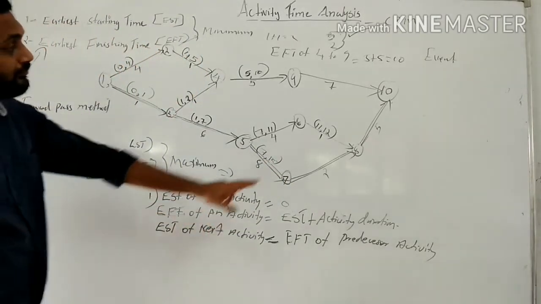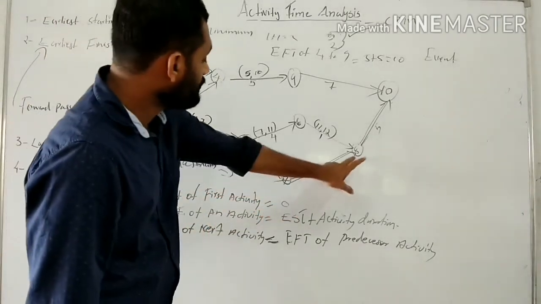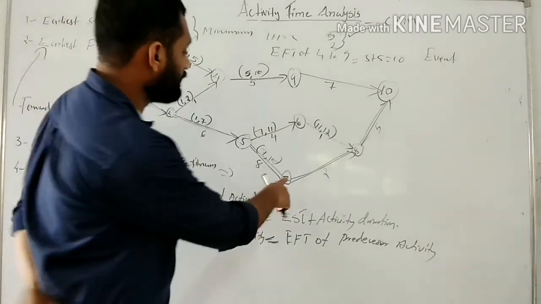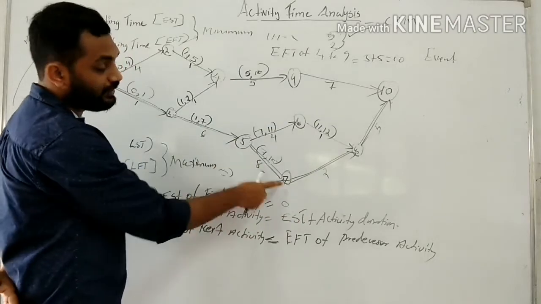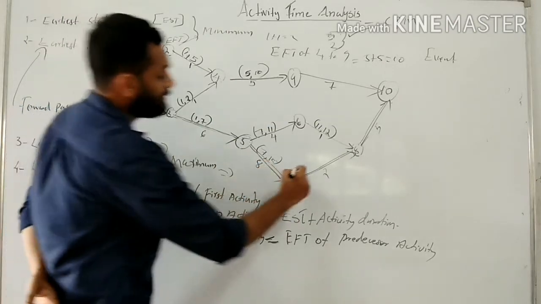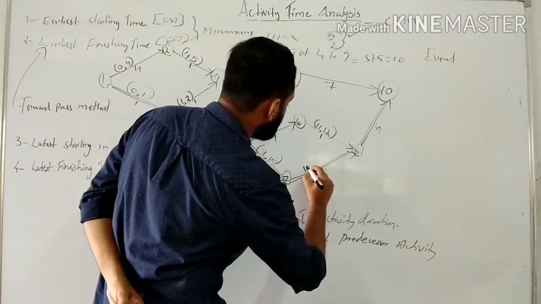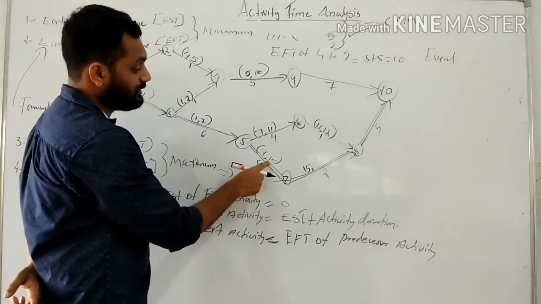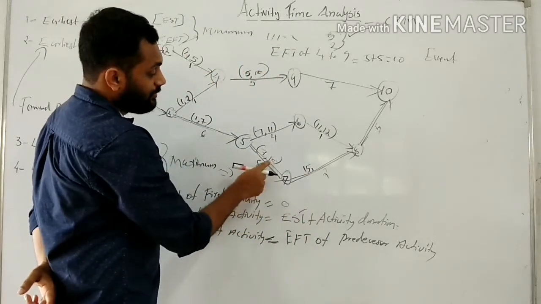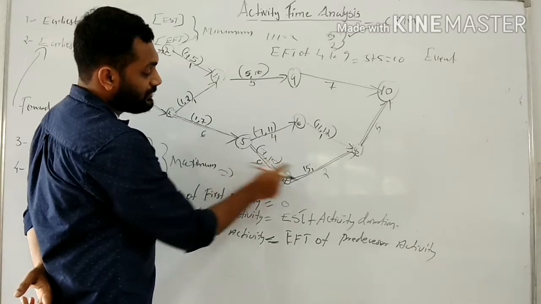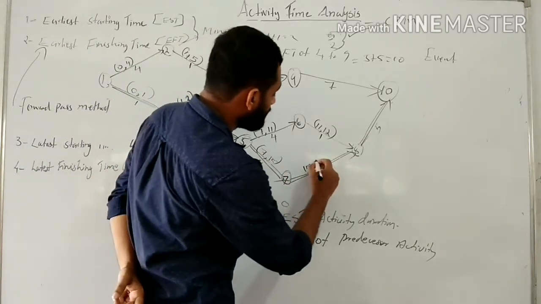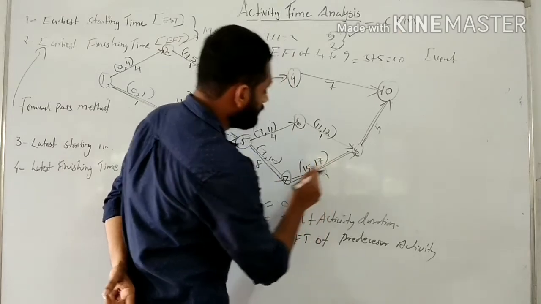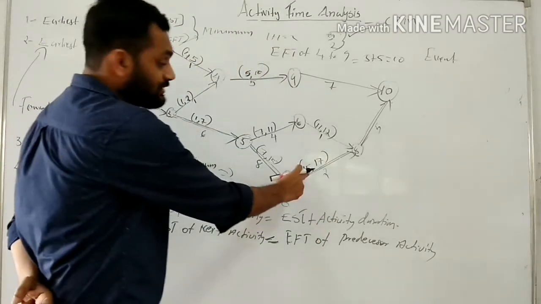Then 7 to 8. For the activity 7 to 8, the predecessor activity is 5 to 7. So 15 is the EFT of the predecessor, and 15 days is the ESP. 15 plus 2, that is 17, is the EFT. 15 is ESP and 17 is EFT.